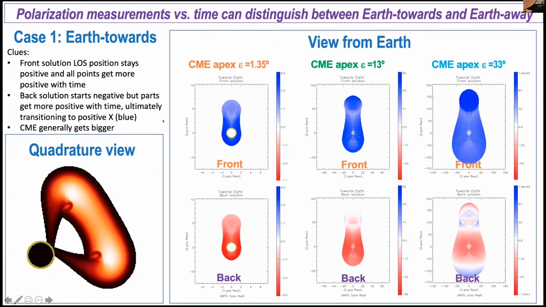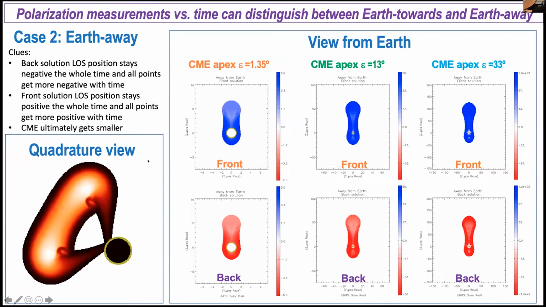In particular, the front solution, if it's coming towards you, is the right one because it's between you and the sun. Your front solution is going to basically stay positive, and all the points are going to get more positive with time. The back solution starts out negative, and then things get more positive, and then things start to get into this weird shape, I think it looks like a Russian doll, like a babushka, or one of those little nested dolls. And there's a clear issue here. And in general, the CME is getting bigger.